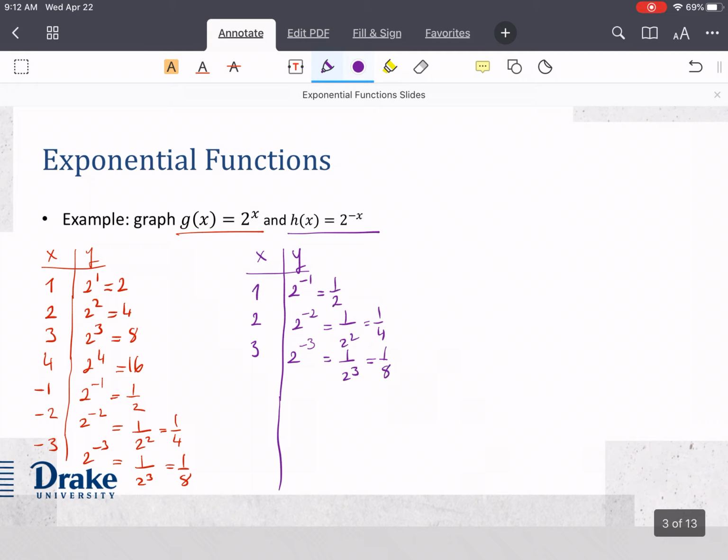Okay, so if you do negative numbers, though, so if you do negative 1, for instance, you get 2 to the negative of negative 1, which actually results in 2 to the 1. If you get negative 2, then you get 2 to the negative of negative 2, because we're doing negative x. Then you get 2 to the positive 2, which is 4. If you try negative 3, 2 to the negative of negative 3 equals 2 to the 3, which is equal to 8.